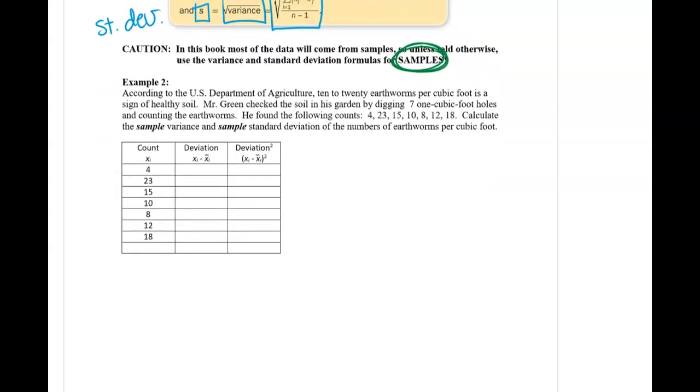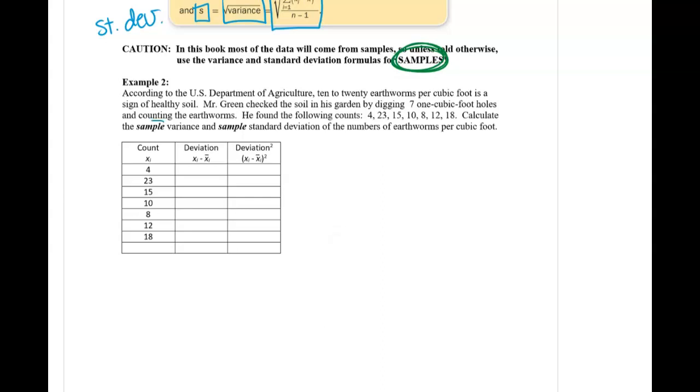So I'll show you one of these. We're talking about earthworms. Some person named Mr. Green dug 7 different holes and counted earthworms, which sounds gross. It seems like something my younger daughter, Paige, might like doing, digging for worms, but we'd have to see. She always seems to play in the dirt a lot at school, from the condition of her clothes when she comes home. But anyway, he found these counts of earthworms.